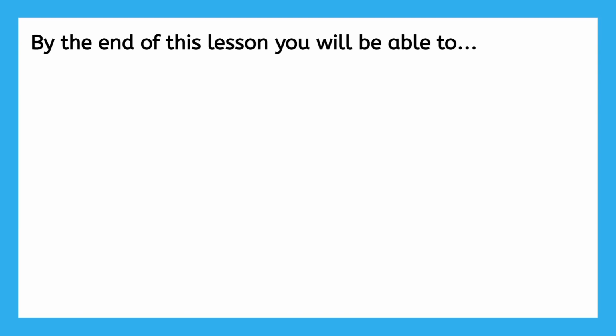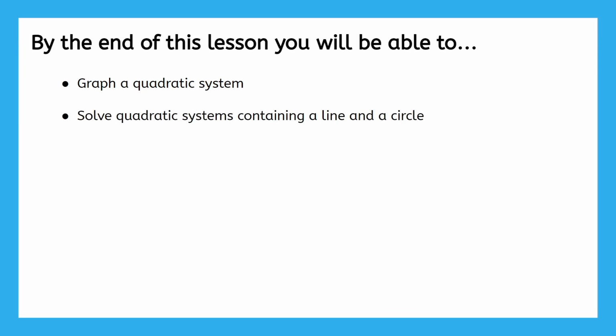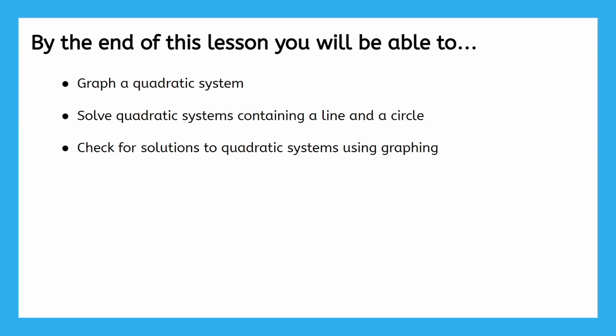By the end of this lesson, you will be able to roughly graph a quadratic system, which you most likely already have experience with. You will also be able to solve a quadratic system containing a line and a circle, as well as learning how to check for solutions to quadratic systems using graphing, which we'll specifically do for a quadratic system with two parabolas.